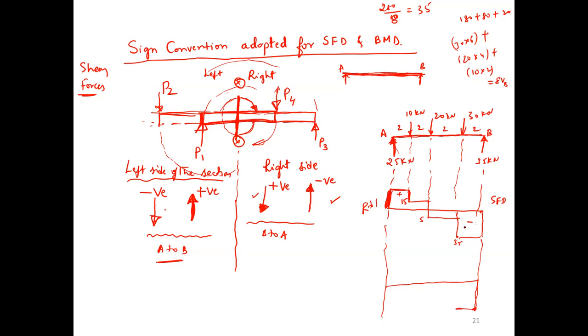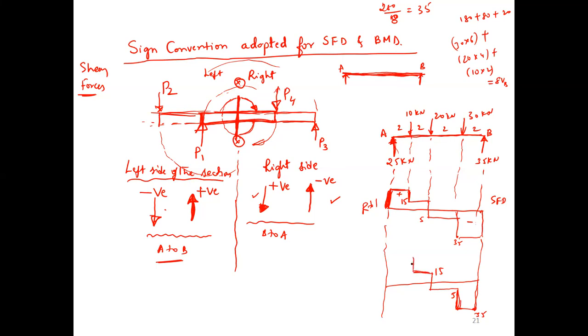I have to come here. Here, downward is positive. See? So minus 35 plus 30. How much? Minus 5. Minus 5 plus 20. How much? 15. 15 plus 15 plus 10. How much?